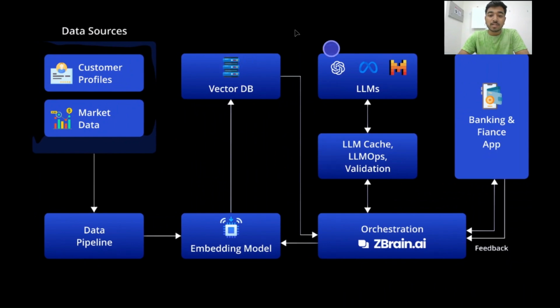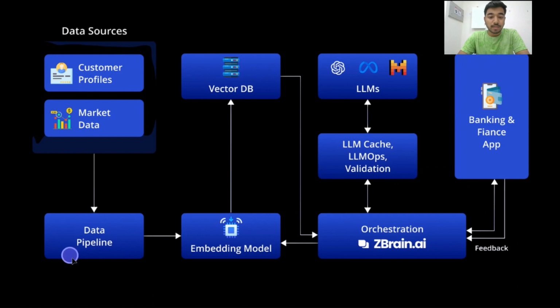This diagram represents the workflow of how machine learning and large language models are being integrated into banking and finance applications. First is data sources. The process begins with collecting rich data from two primary sources: customer profiles and market data. Customer profiles include user history, preferences, and behavior. Market data includes stocks, trends, interest rates, and financial news.